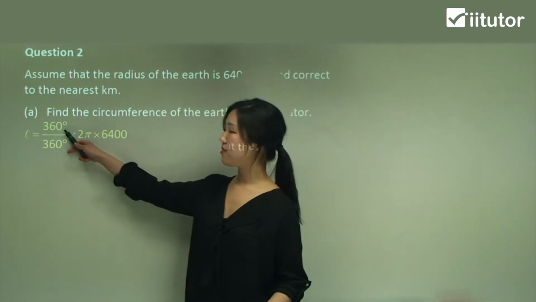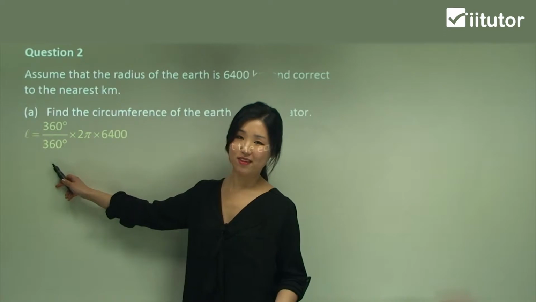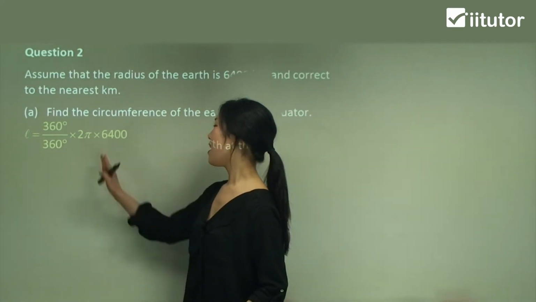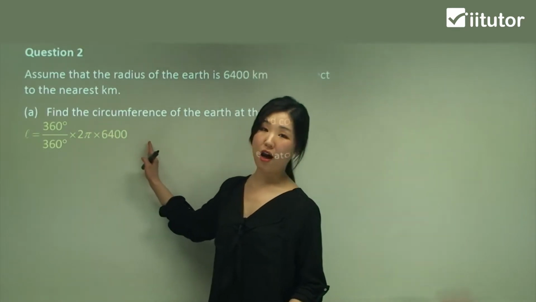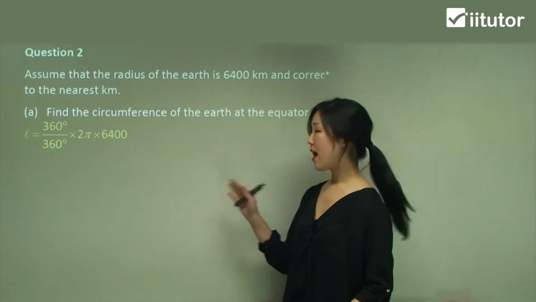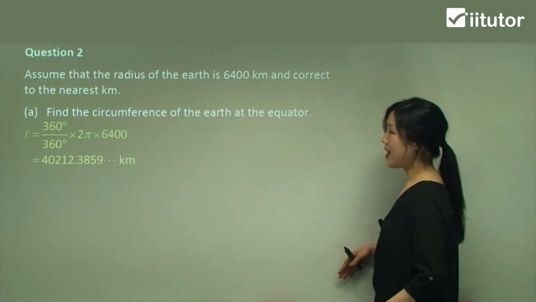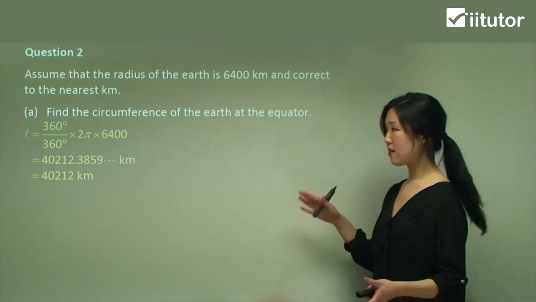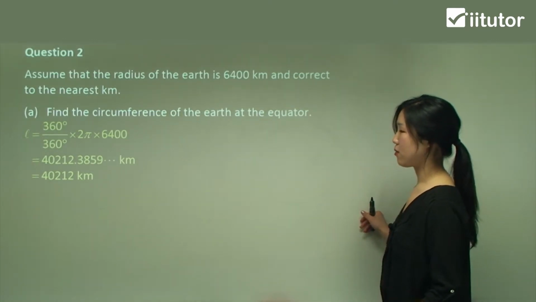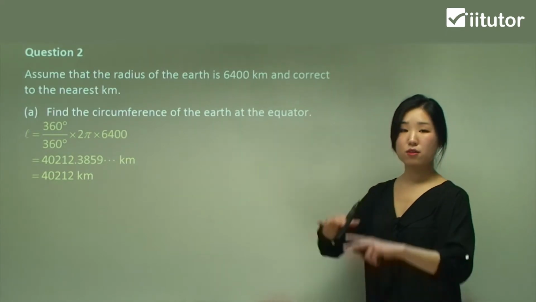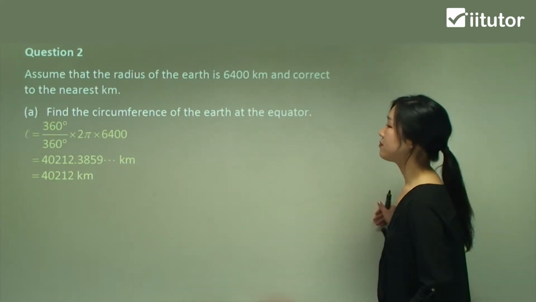So it's 360 degrees over the 360 degrees because it's the full circle. I just put it there for the sake of that and multiply it by the 2 pi r, the circumference formula. Radius is 6,400. Just multiply it, and to the nearest kilometer, it should be that. Just round it to the nearest kilometer because they want you to put it like that. That's the circumference of the Earth at the equator, the full circle, okay?